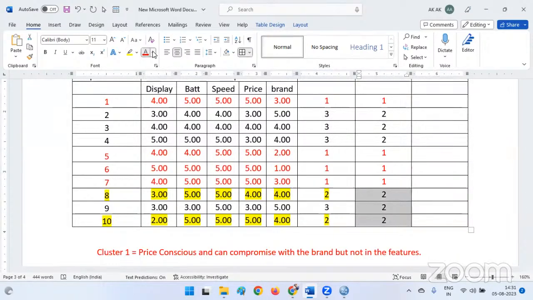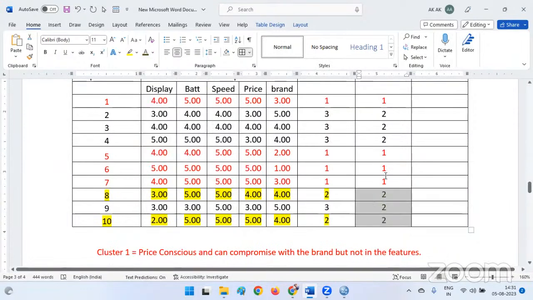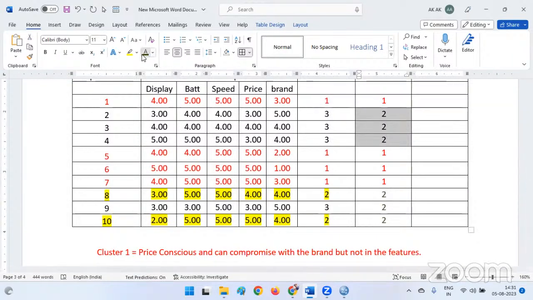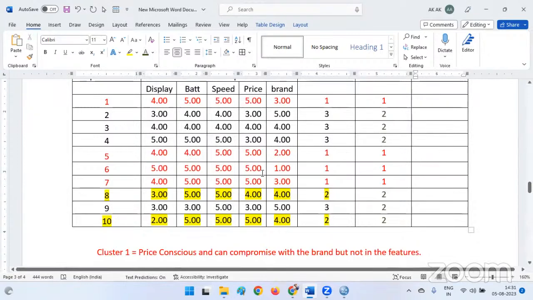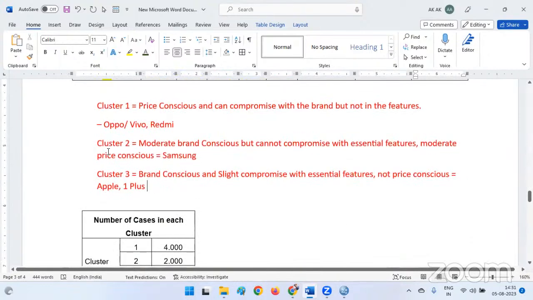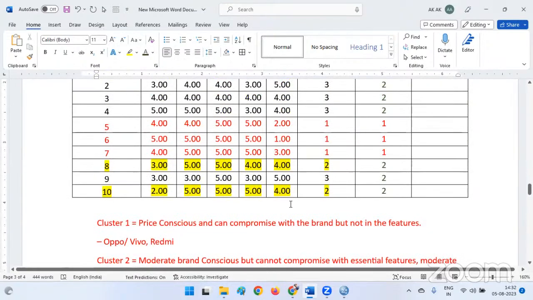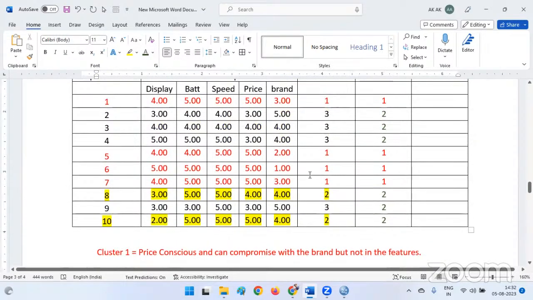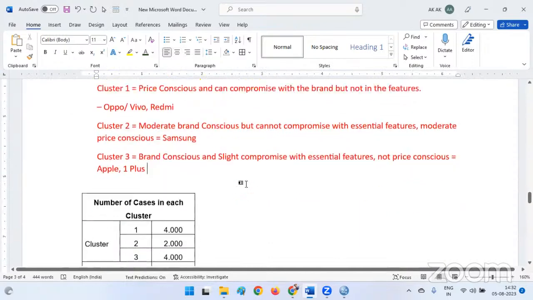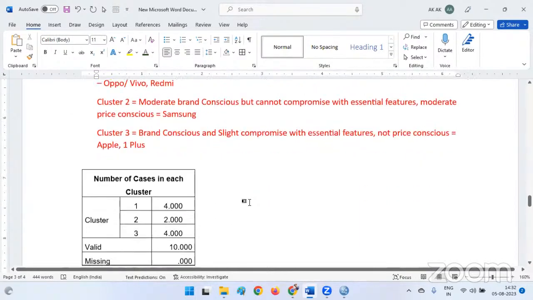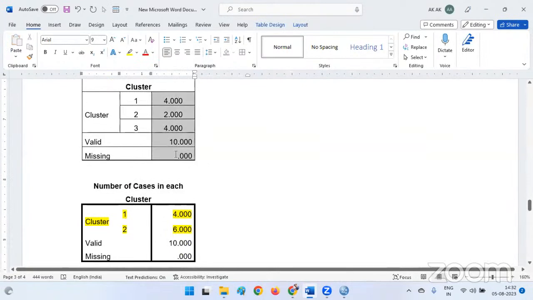What does it mean? It means that when I was already saying that there is a similarity in cluster number 2 and 3, now they have been merged. So if I merge the features of these two, what will be the outcome? First is correct. Price conscious can compromise with the brand. And second is brand conscious and can compromise with the price. Okay. Can pay a higher price, but they're brand conscious. All right. So these are the two clusters that we make.